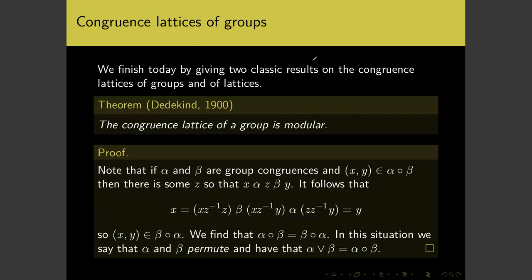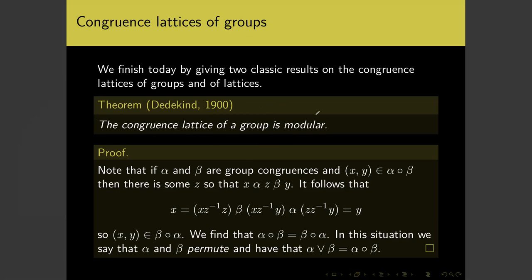Now I want to finish today by giving two classic results on the congruence lattices of groups and lattices. So first, Dedekind, who did, as I mentioned before, some of the initial work in lattice theory around the year 1900, proved that the congruence lattice of a group is modular. So any group, if you look at its congruence lattice, that lattice will satisfy the modular law that we discussed previously.